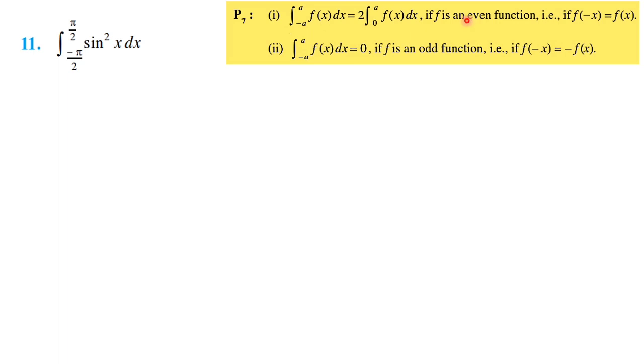To identify whether it is an even function or an odd function, first of all we have to find f of minus x. If f of minus x is equal to f of x, then it is an even function.